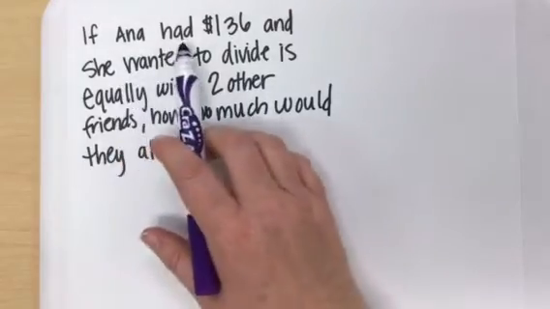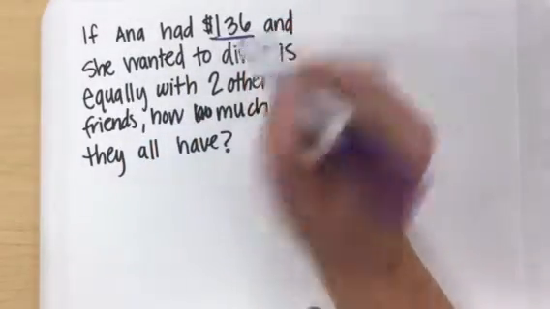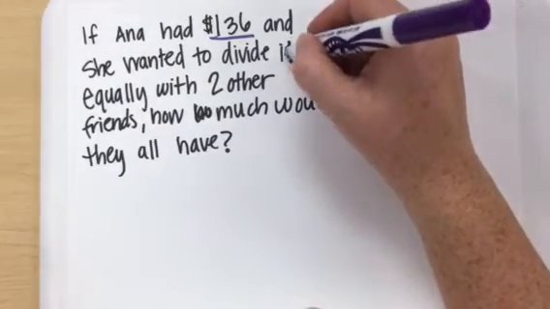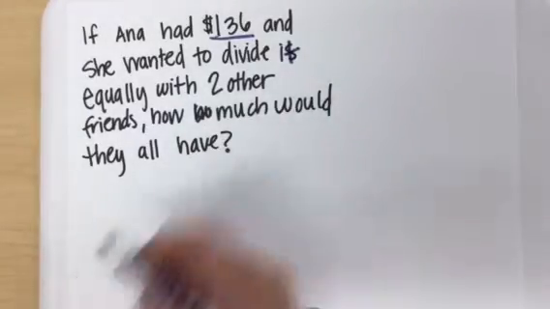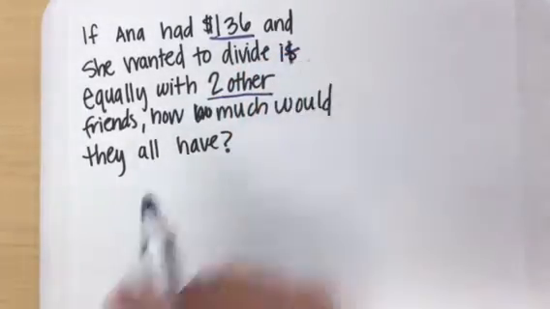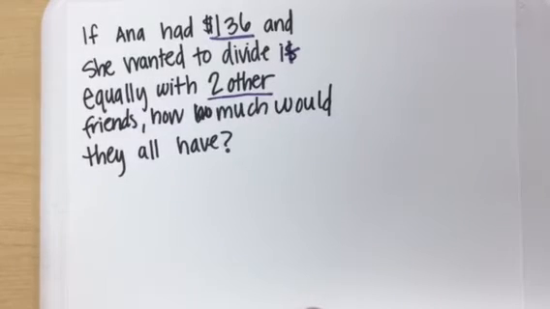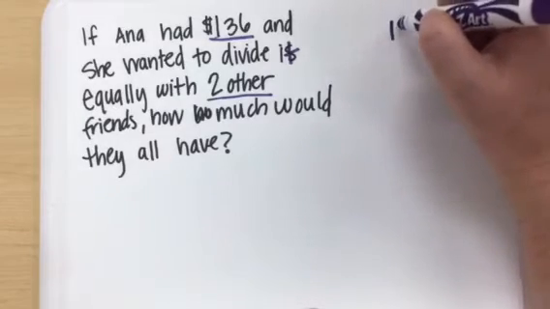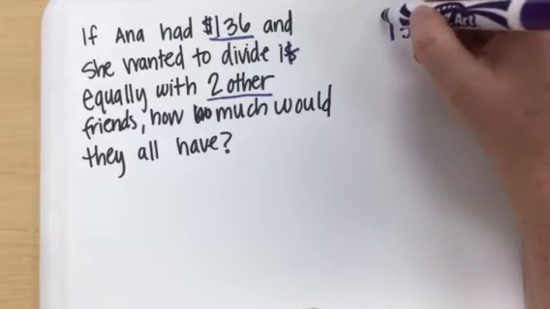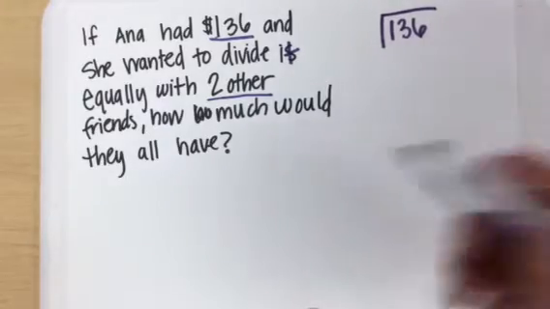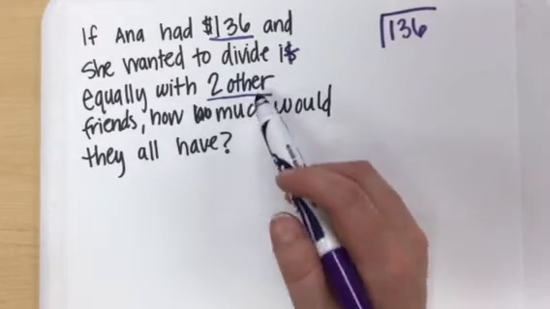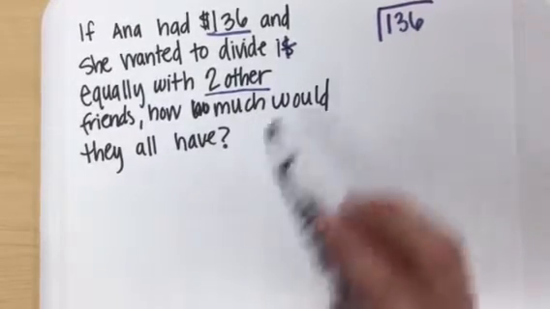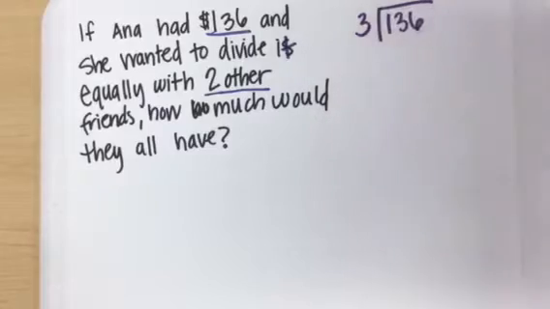If Anna had $136 and she wanted to divide it equally with two other friends, how much would they all have? Let's write an equation for that. I know she's starting with 136, so that's going to be my number in the house. And if she's dividing it with two other friends, that tells me she's also getting some, so it's not going to be just two people, it's going to actually be three people getting the money.